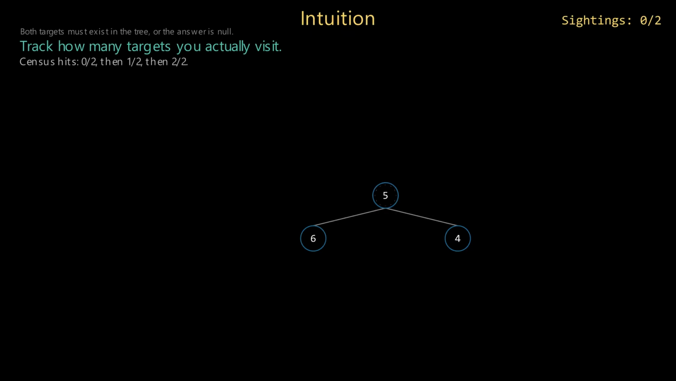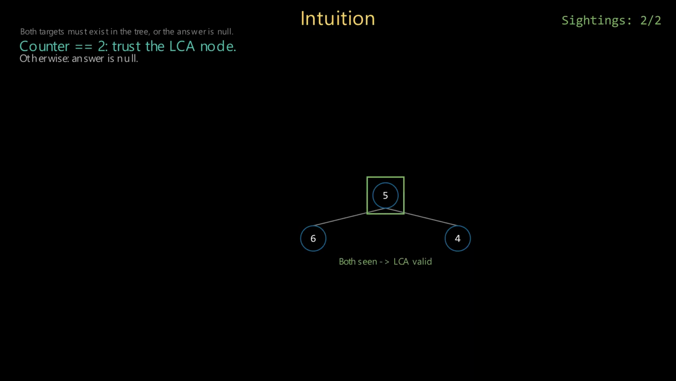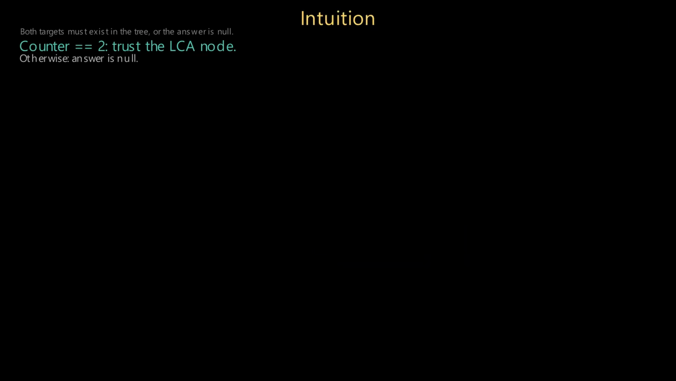Think of it as a census, not a race to the first hit. Each time the traversal genuinely visits P or Q, tick the counter. Two separate sightings are the proof both nodes live in this tree. When the recursion finishes, look at the census. 2 means both P and Q were really in the tree, so the node you computed is a true lowest common ancestor. If you only logged one target, the pair does not exist here, return null, not a half-baked node.